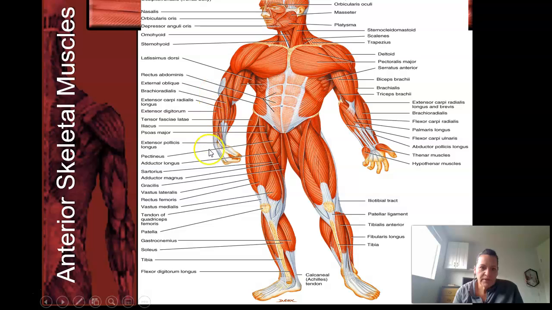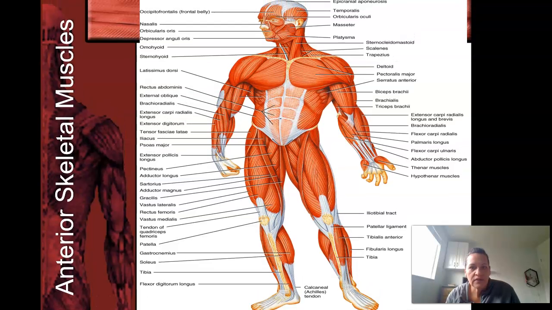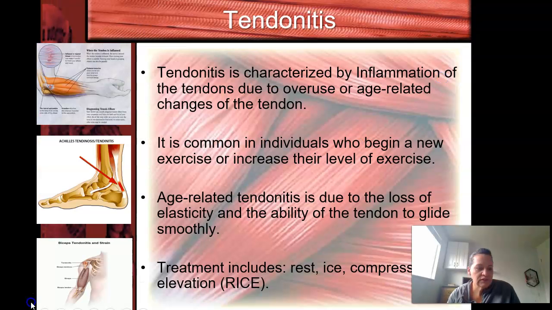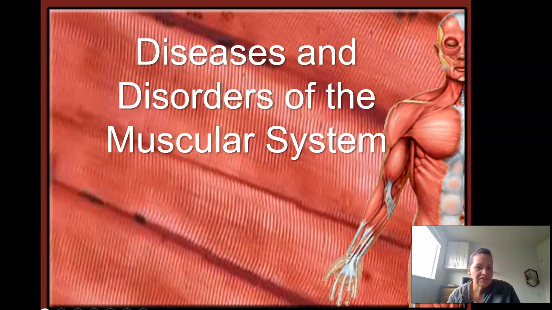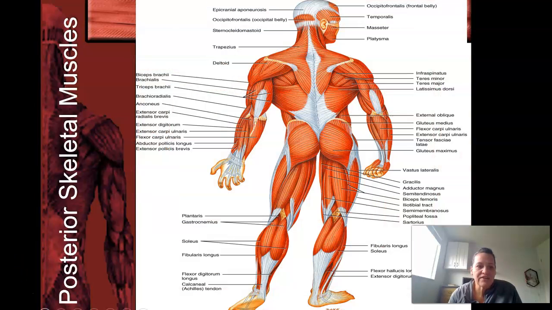So here is the picture of anterior view of the skeletal muscles. There's a lot more here than you will need to know. So don't worry about it. We'll go through the ones that you do need to know, okay? And then that was just the back view, the posterior skeletal muscles.